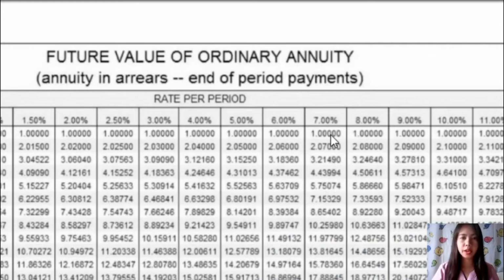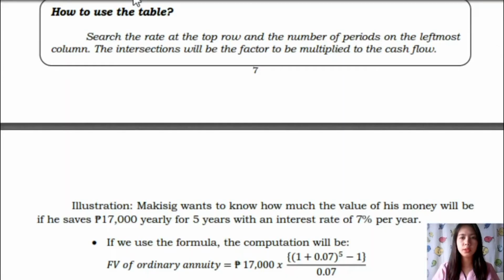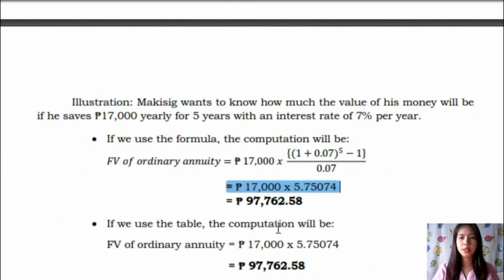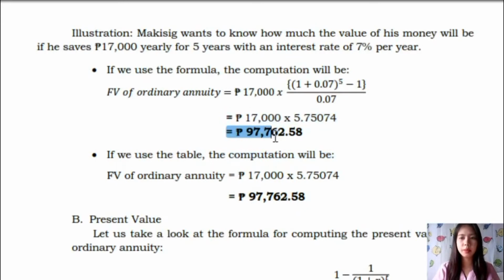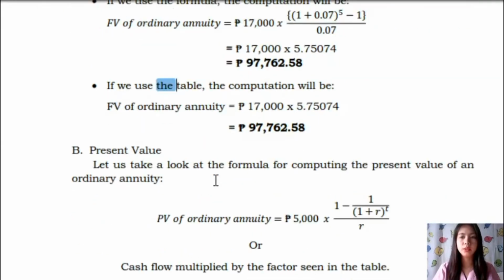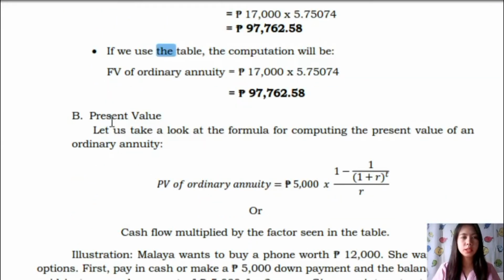So, we count 5. 1, 2, 3, 4, 5. So, that's how easy it is to use this table. Now, let's go back to the module. Okay, so that is for future value of ordinary annuity. It's the same, whichever you are more comfortable using, the formula or the table.